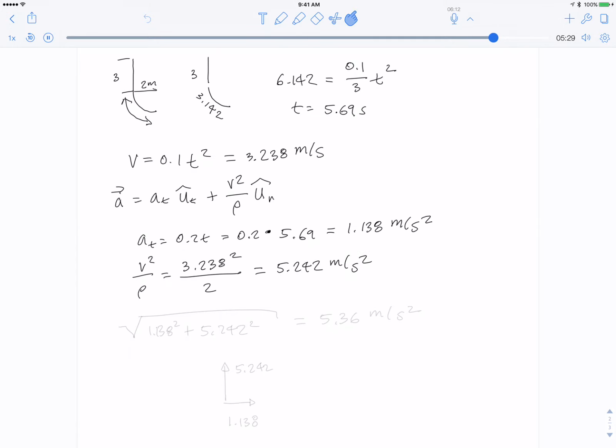And so finally, the total acceleration is the square root of 1.138 squared plus 5.242 squared, and that comes out to 5.36 meters per second squared. And if you wanted to draw the vector, it would be 1.138 that way, and 5.242 that way. Okay, that's it.